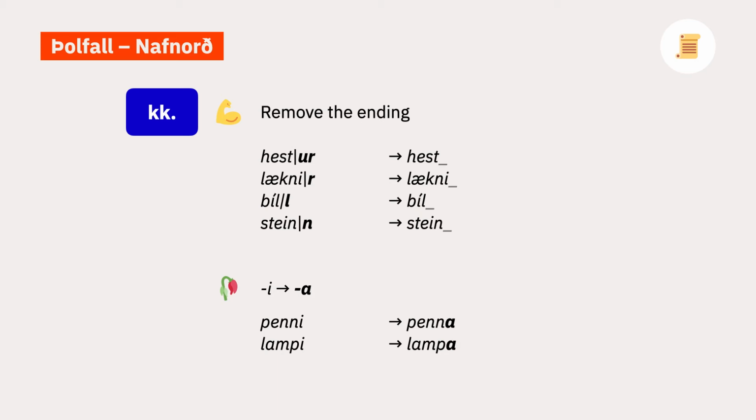For strong masculine nouns, we actually have the same rule for all of these words, even though they all have different endings. So the rule is just to remove the ending. So hestur, læknir, bíll, and steinn, they would become hest, lækni, bíl, stein. So they just lose that final part of the word, the ending there.